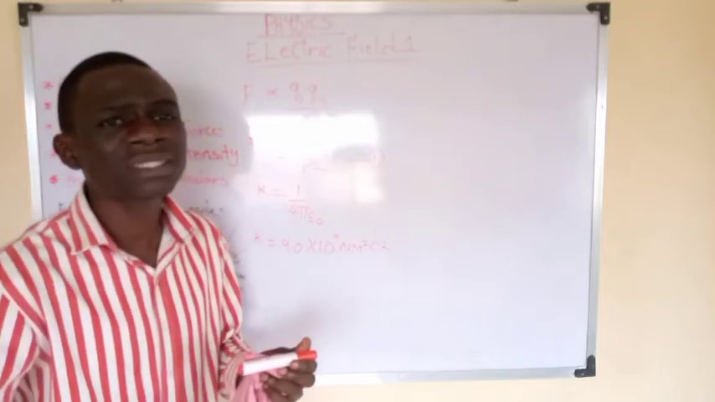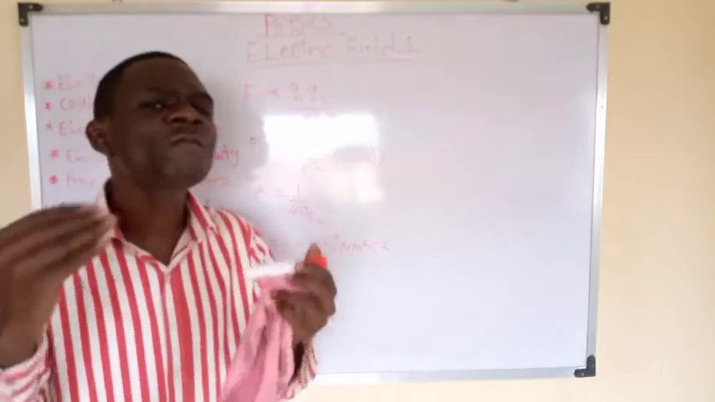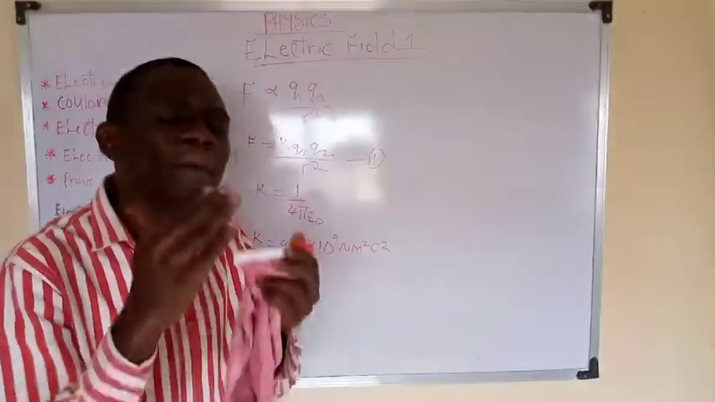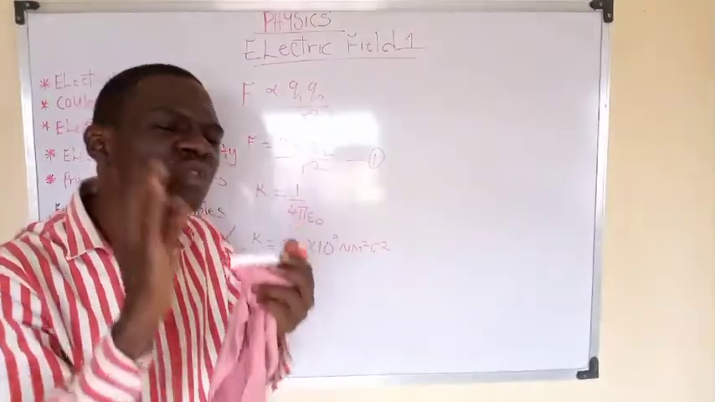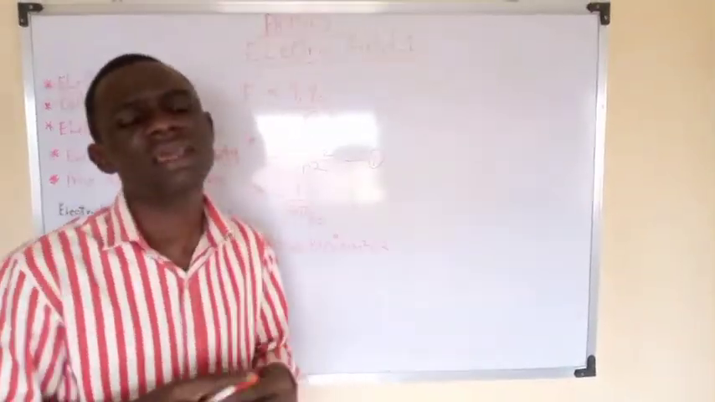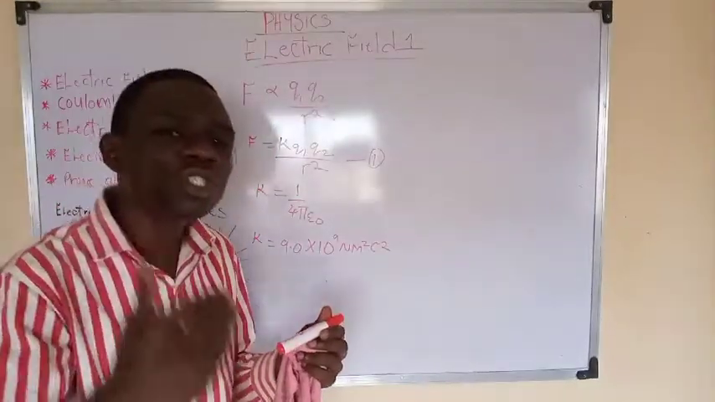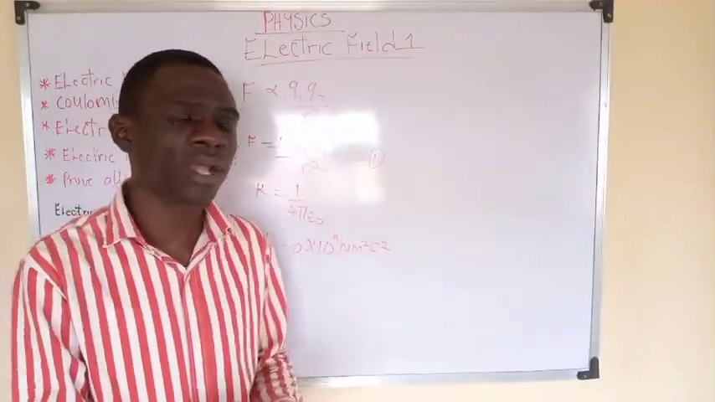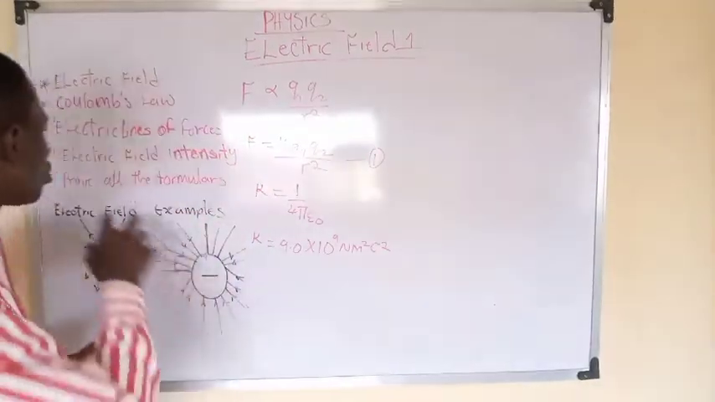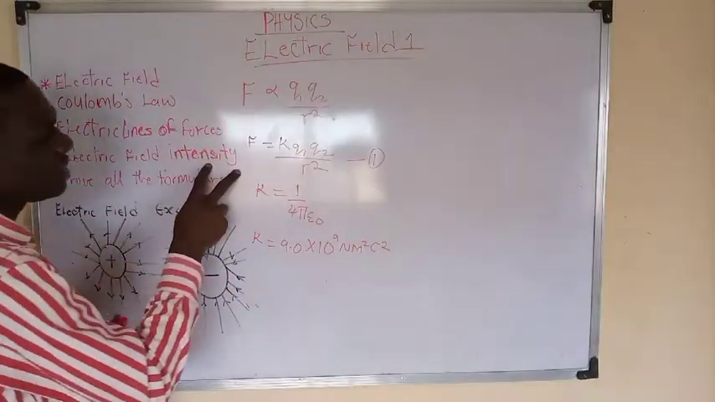Another property is that for a uniform field, the electric field lines are parallel, straight, and uniformly spaced. Another property again is that electric field lines are continuous at any point. Without further ado, let us go to electric field intensity.